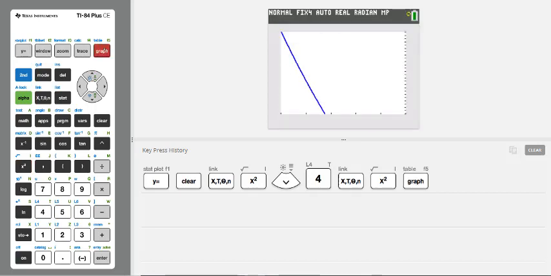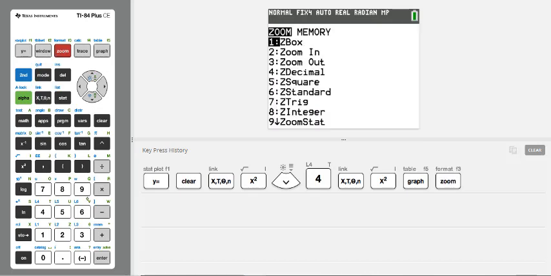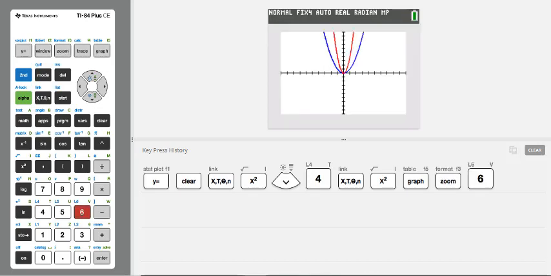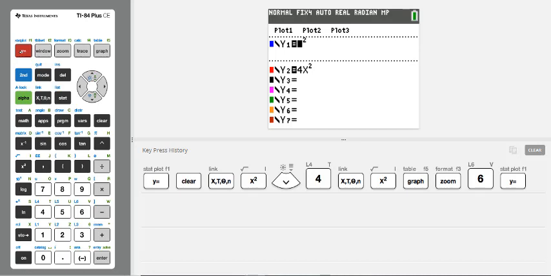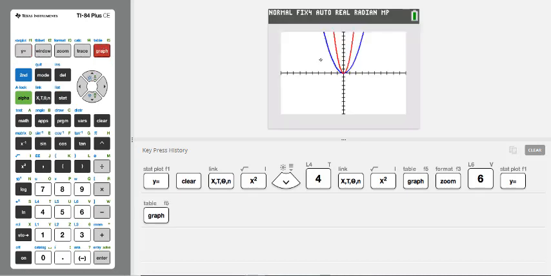Now we're going to hit graph. And of course you can't see much, so what I want you to do is hit zoom 6. That should allow you to see everything that you need to on these transformations, or the effect that each transformation is having on the quadratic. So let's go back and look. The blue is our original. So the 4x squared made the quadratic get skinnier.